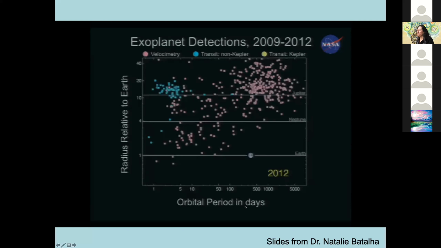Sorry, this is the orbital period. I hope you can read that. So this is the radius of the planet relative to the Earth, and this is the orbital period in days. So you see the Earth is up here. Many of the objects are much higher masses.